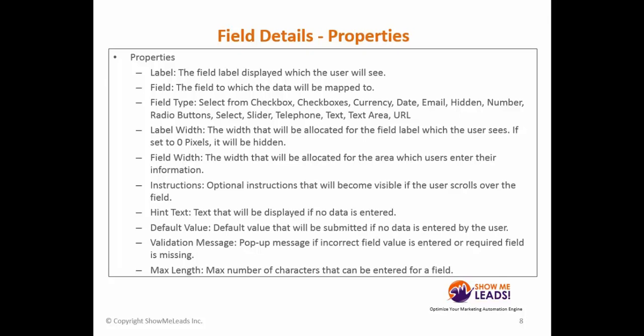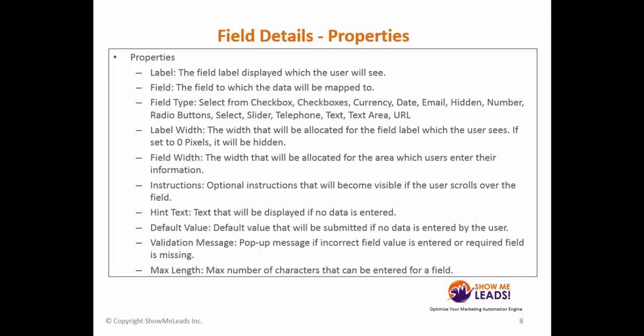You can also set the label width, the width that will be allocated for the field label, which the user sees. If set to 0 pixels, it will be hidden. And I will explain why you would want to do that shortly. You can change the field width, which is the width that is allocated for the area which users can enter their information. The instructions, which are visible if the user scrolls over that field.